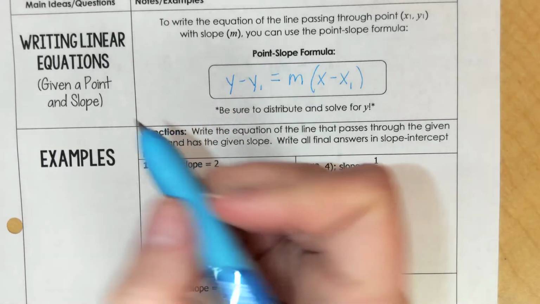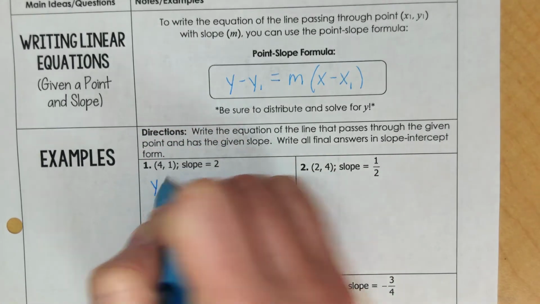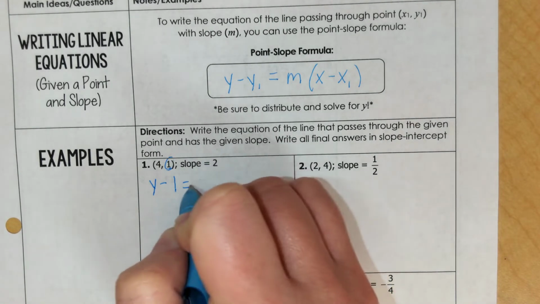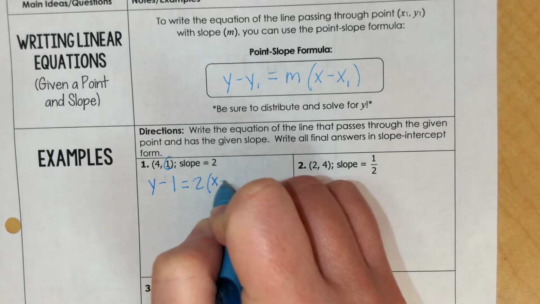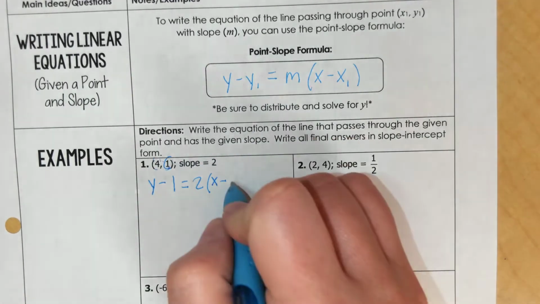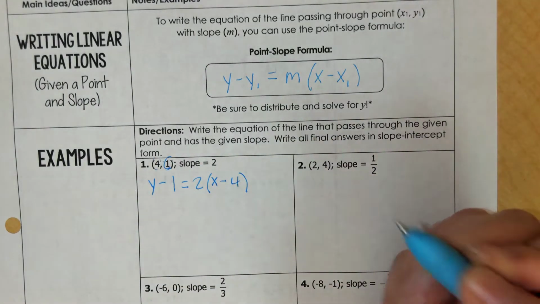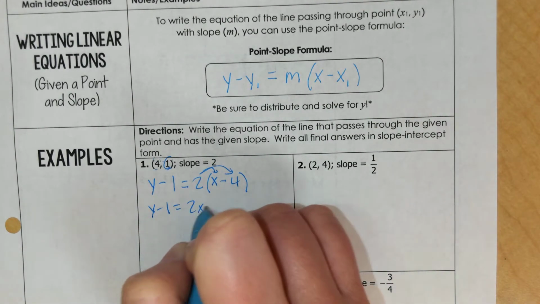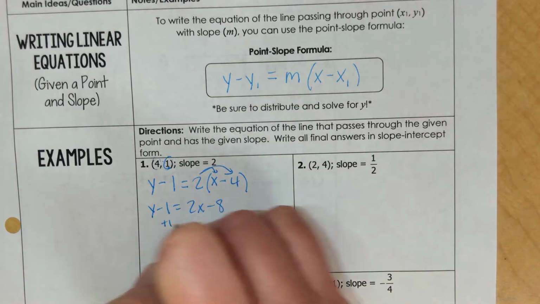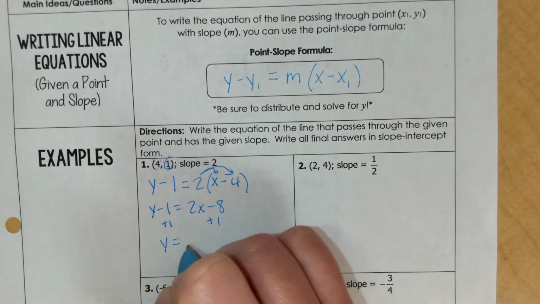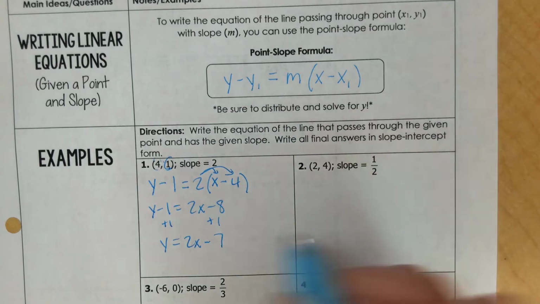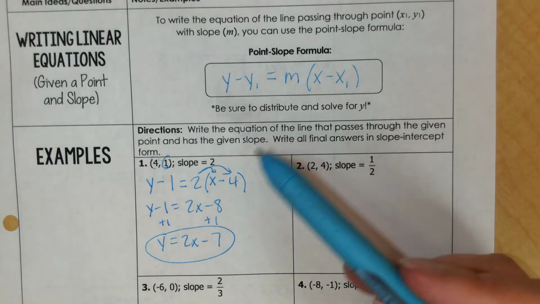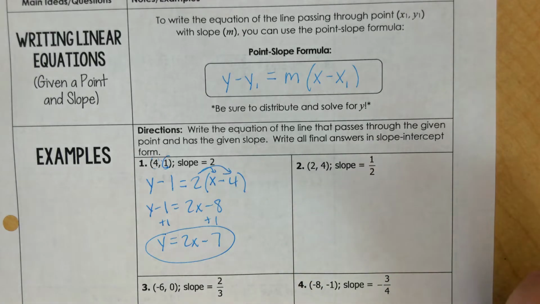Okay, so we're going to use our formula. We're going to plug in the y value first, which is 1. We're going to plug in the 2, which is the slope, and then x minus our x value for the point, which is 4. And then to simplify, we're just going to distribute. So y minus 1 is equal to 2x minus 8. And then we're going to add this 1 over. So we end up with y is equal to 2x minus 7. And that's the equation of this line, just simplified into slope-intercept form.